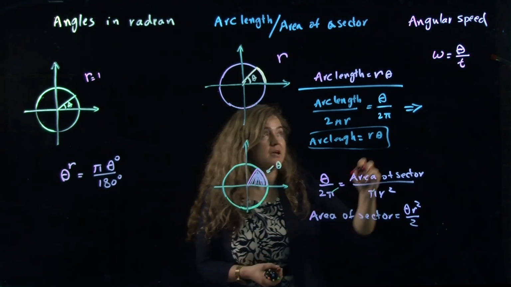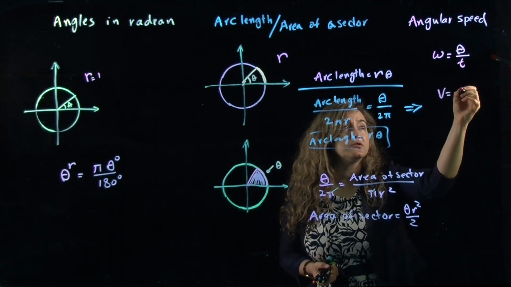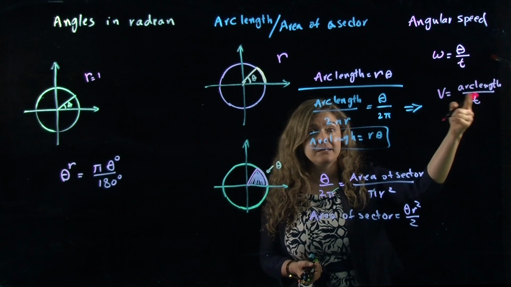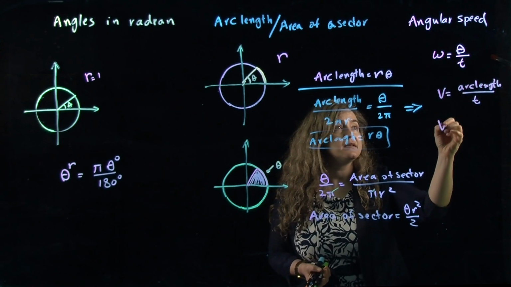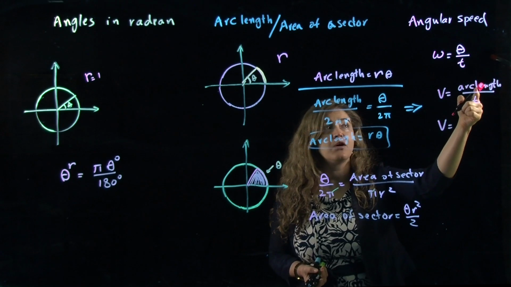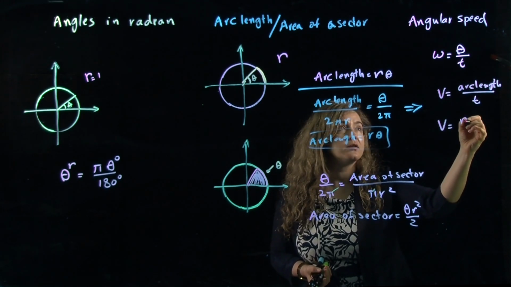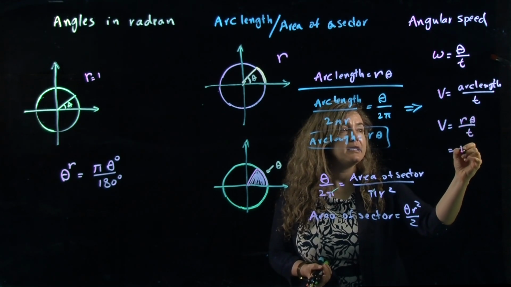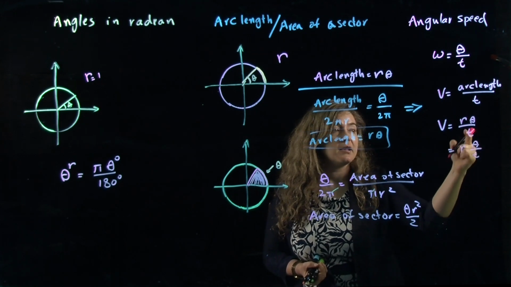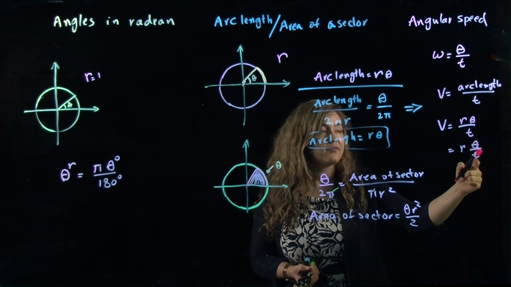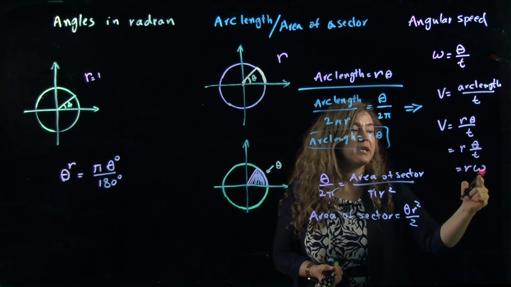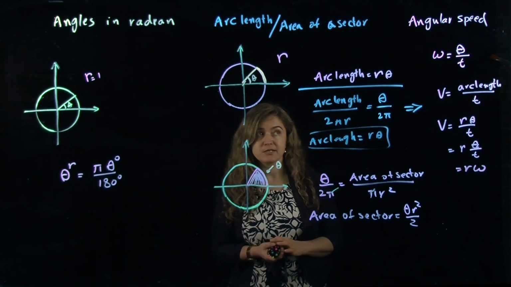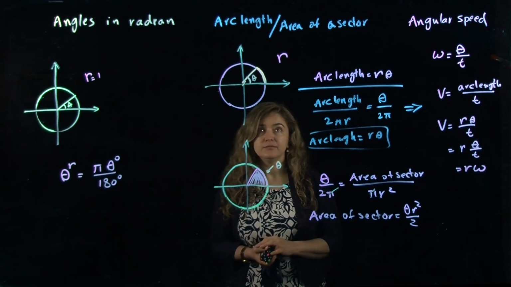So basically, v is equal to the arc length divided by t. That's the average velocity. What is arc length? Arc length is r times theta divided by t, and I'm bringing r outside the fraction, so it's equal to r times omega, or r times the angular speed. Those formulas are useful in your physics courses. And we're done with this section.